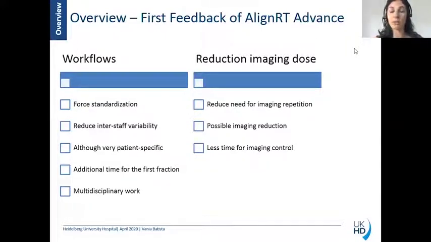For example, for the breast patients, where we do once a week imaging, and in general, we always need less time for the imaging registration. So when the patient is positioned using Align RT and you do a Cone Beam CT, kV, or MV imaging, then you need less time to register the image and to match the image.